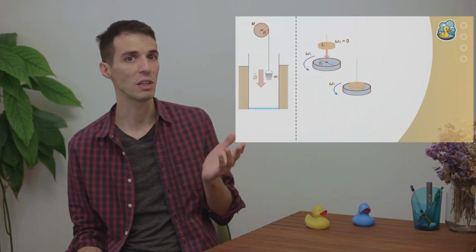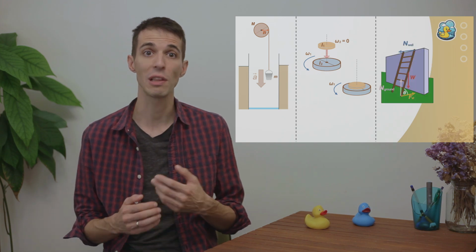First, let me introduce the three problems we'll tackle today. We have the bucket in the well, the disc falling onto a rotating disc, and the ladder at the wall. Let's start with the bucket in the well.